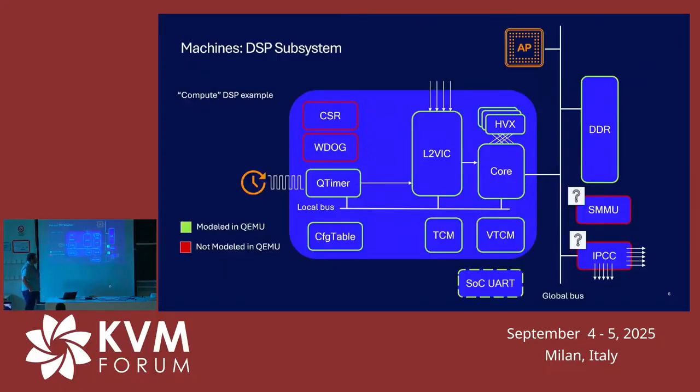So I've got a sample machine here, and there's a lot going on, so I'll try and talk about all these pieces. The ones in green are ones that we have modeled, and the ones in red are ones that we haven't modeled, could conceivably, don't have a use case for yet.